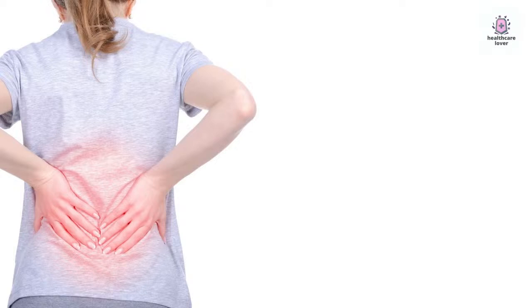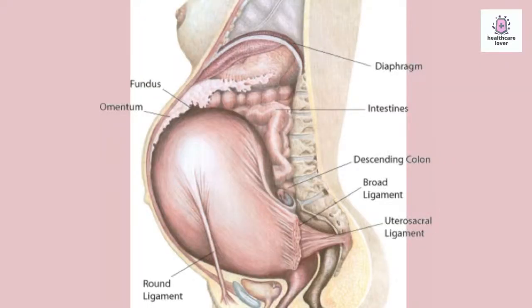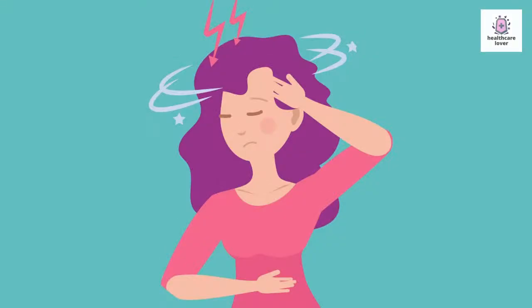Dizziness. Round ligament pain. As your amazing uterus grows, the round ligaments that support it are thickening and stretching. Breast changes. Pregnancy headaches.